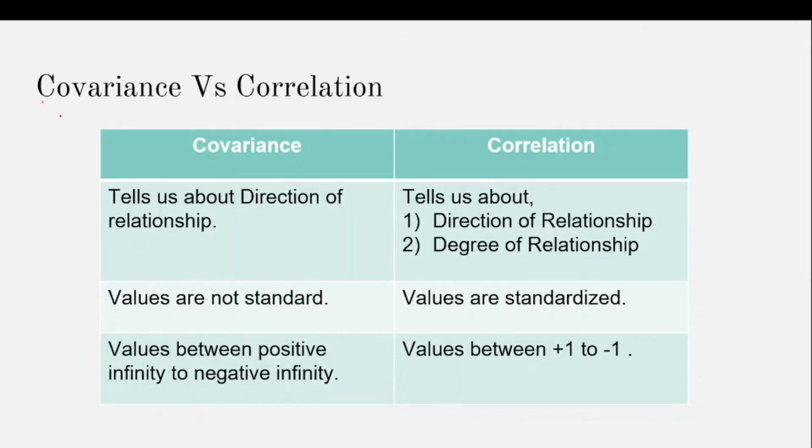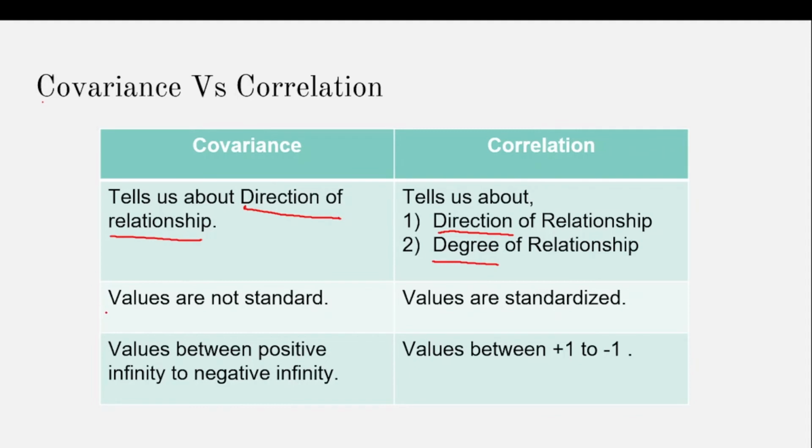Till now, we have seen both covariance and correlation. Now let us see what is the difference between them. The first difference between covariance and correlation is that covariance tells us only about the direction of relationship, whereas correlation tells us about the direction of relationship as well as the degree of relationship. That is how strong or weak the relationship is.